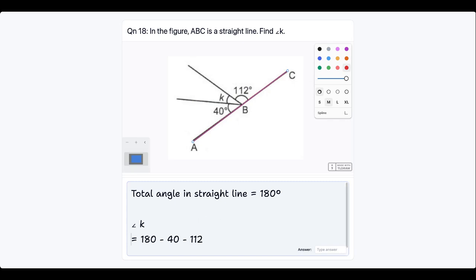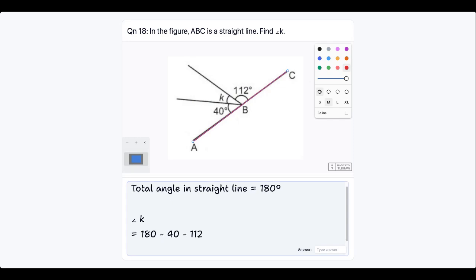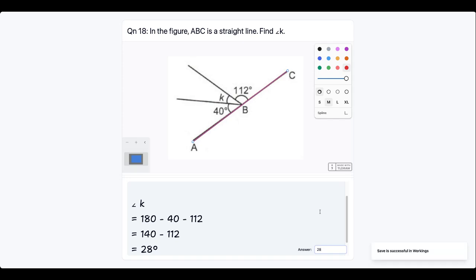And let's do this step by step. So it's essentially 180 minus 40 is 140, minus 112. So 140 minus 112, you just do the workings. The answer should be 28. Okay, so the answer is 28 degrees. That's what I see over here. All right, 28 degrees. Okay, let's move on to the next question.